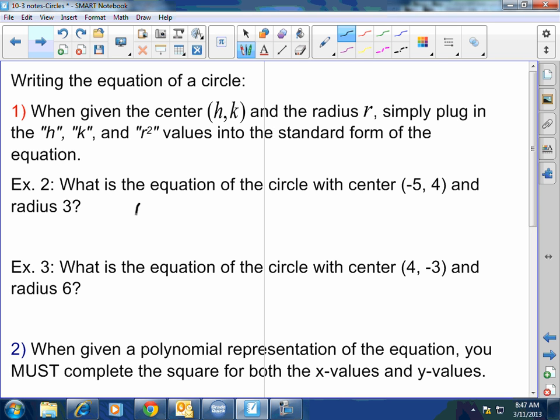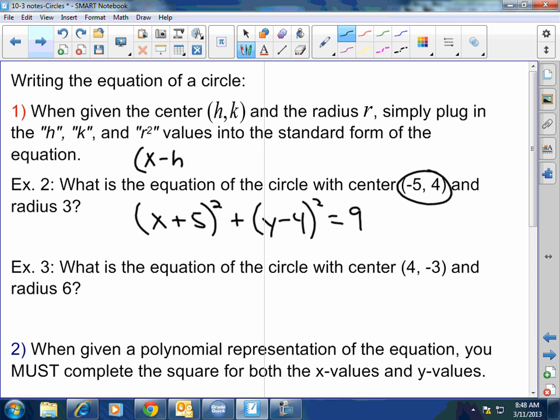Ready? It's going to be (x + 5)^2 + (y - 4)^2 = 9. That's it. Done. I was being a little sarcastic there. This is really easy. It's Mickey Mouse. Does that make sense, guys? Where we always mess up, though, is in the signs. Please, gentlemen, remember that it is (x - h)^2 + (y - k)^2 = r^2. Please commit that to memory. That's where I get most of the mistakes.